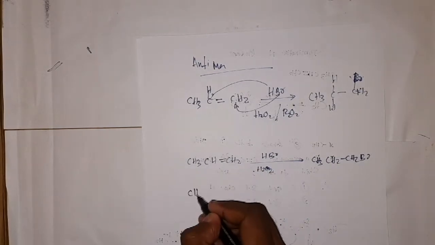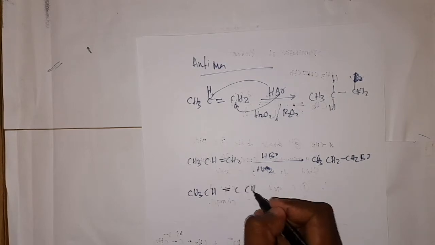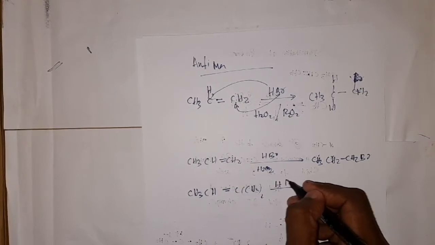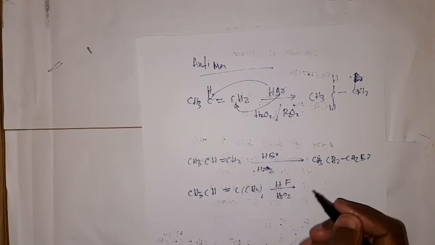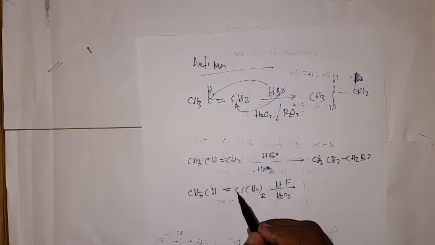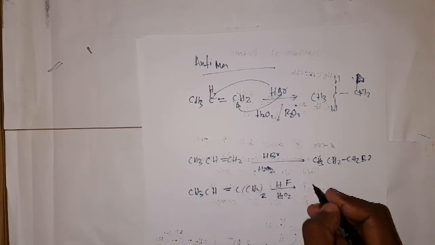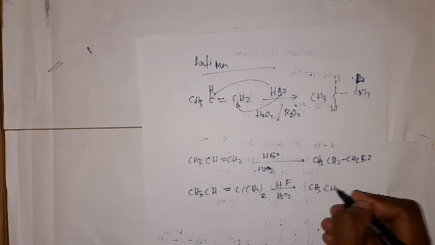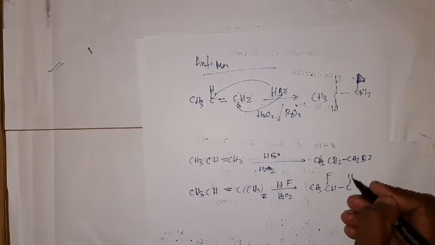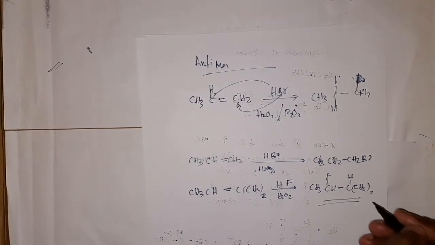And here is another example, CH3CH double bond C(CH3) twice. Now I am going to add HF in the medium of H2O2. Then hydrogen will go to the carbon with the less number of hydrogens, here none, and the halogen will go to this side. So CH3CH with fluorine on this side, and here C(CH3) twice. So this is the final result.